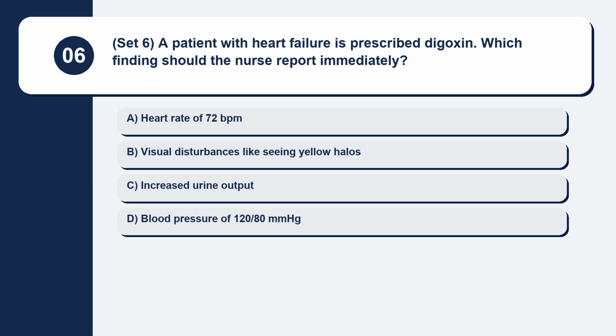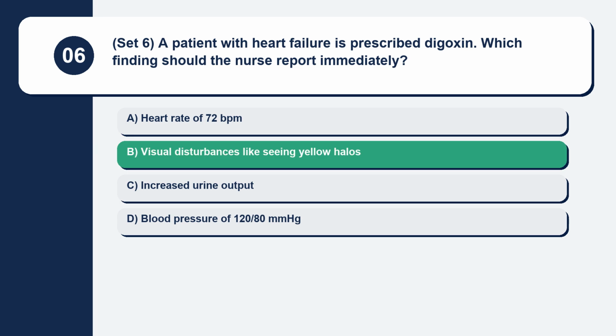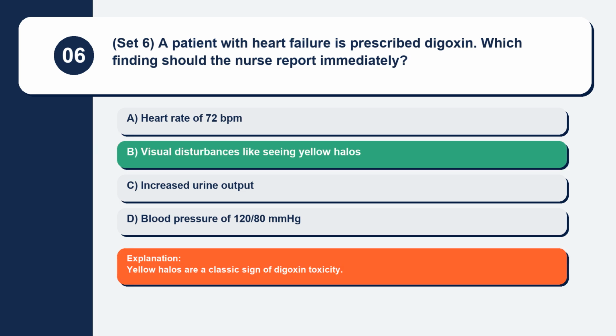Question 6. Set 6. A patient with heart failure is prescribed digoxin. Which finding should the nurse report immediately? Heart rate of 72 bpm, visual disturbances like seeing yellow halos, increased urine output, blood pressure of 120/80 mmHg. Yellow halos are a classic sign of digoxin toxicity.